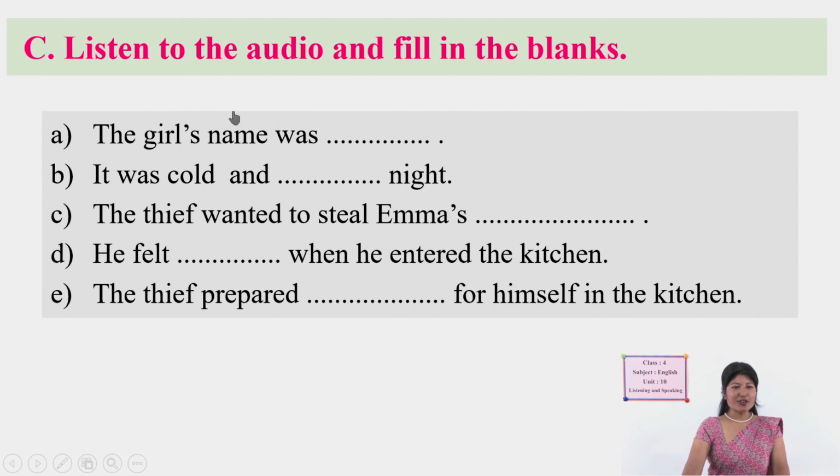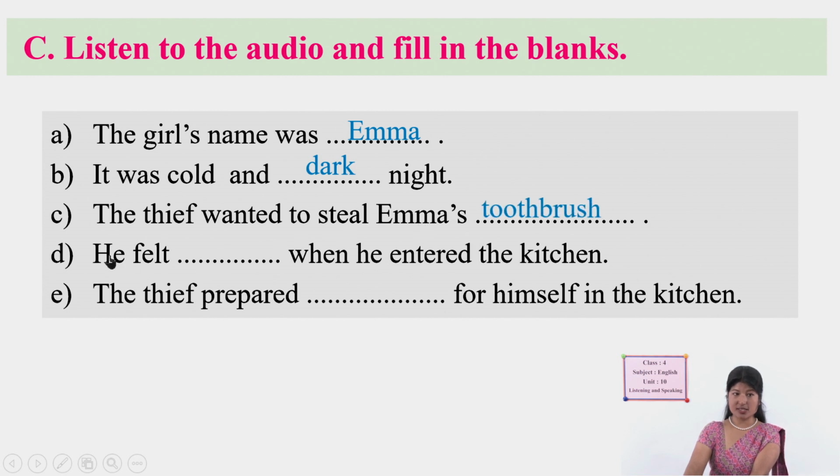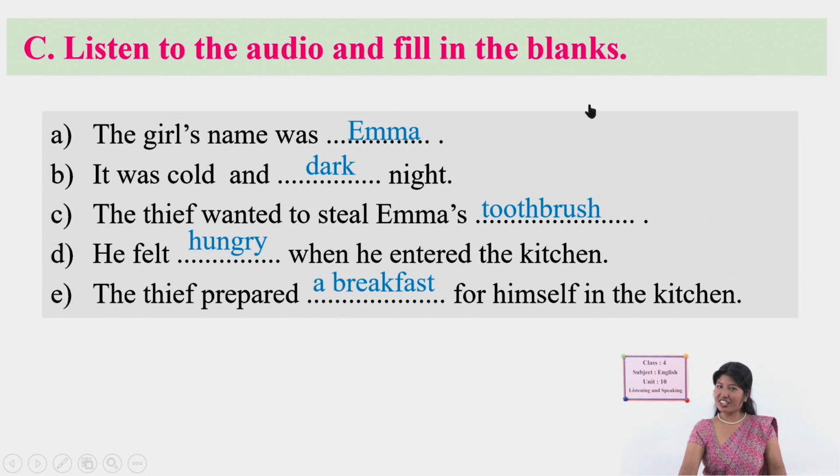Okay, third listening is over. Okay, now it's time for discussing the answer. Number A, the girl's name was Emma. Number B, it was cold and dark night. Then number C, the thief wanted to steal Emma's toothbrush. Number D, he felt hungry when he entered the kitchen. Number E, the thief prepared a breakfast for himself in the kitchen.